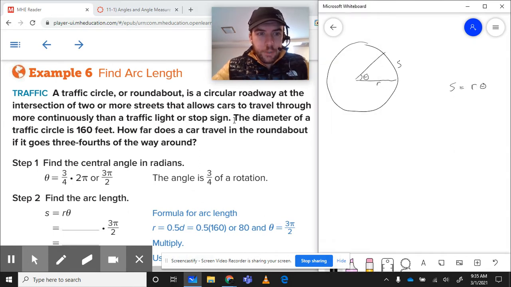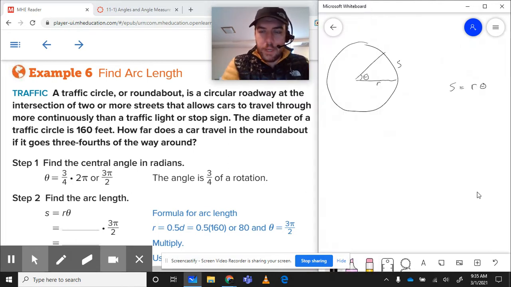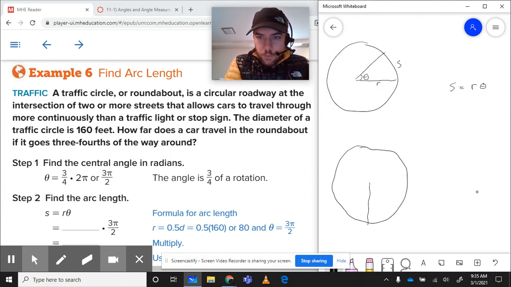So that angle is, in this case, going to be 3/4 of 2 pi. 2 times 3 up here will give you 6, and 6 over 4 reduces to 3 over 2. So we get 3 pi over 2 as that central angle. Let me redraw mine so it's actually doing that 3/4. Okay, so that central angle right there is 3 pi over 2.